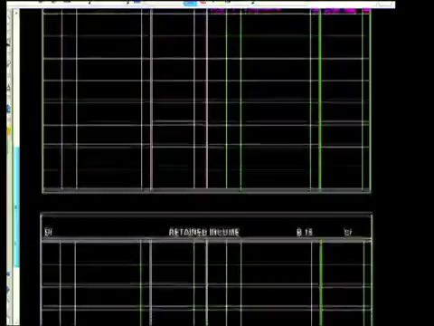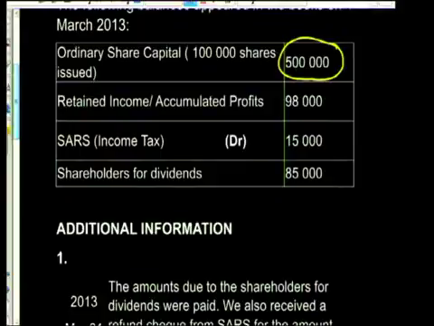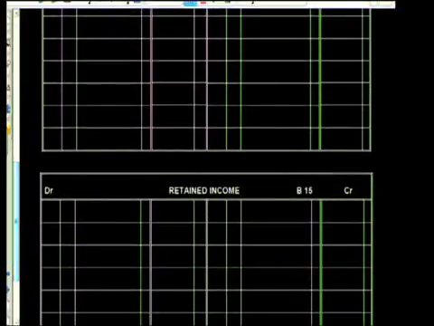Then I also need the balance for my retained income, and the balance in the retained income is an amount of 98,000 Rand. Therefore, equity account, balance R98,000. So the moment you're working with these ledger accounts, the first thing that you're supposed to do is to put in the necessary balances.